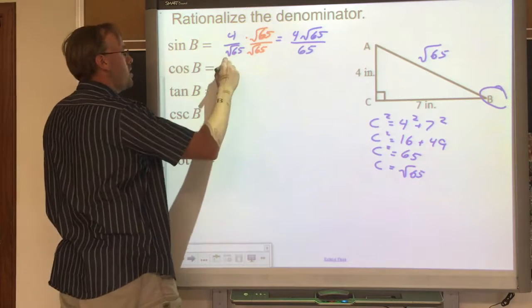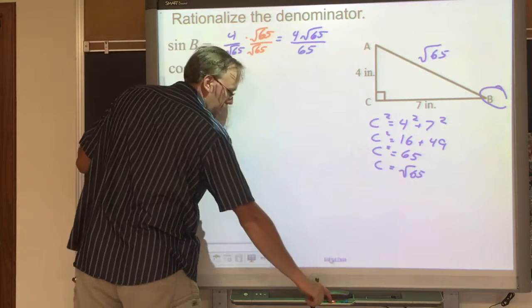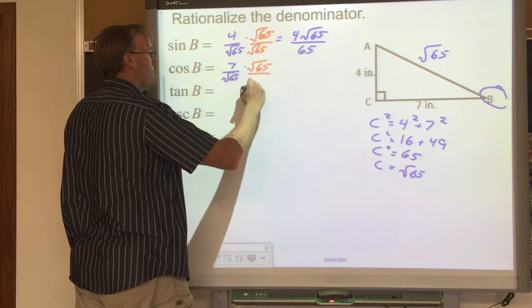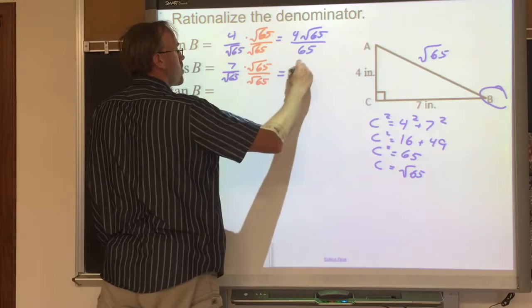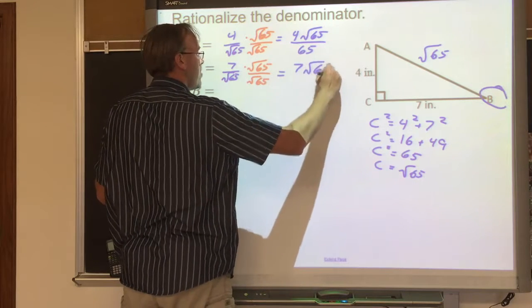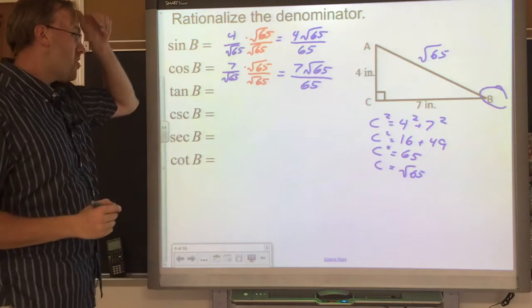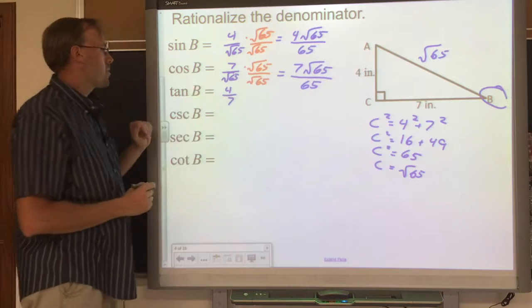For cosine, it's 7 over radical 65. So again, we have to multiply radical 65 over radical 65. And so we get 7 radical 65 over 65. Tangent is the opposite, that's 4 over 7.